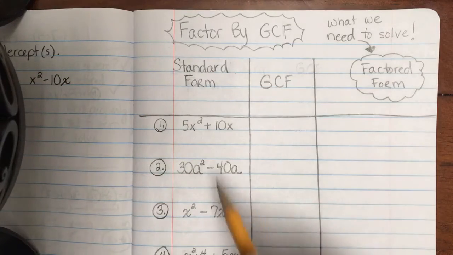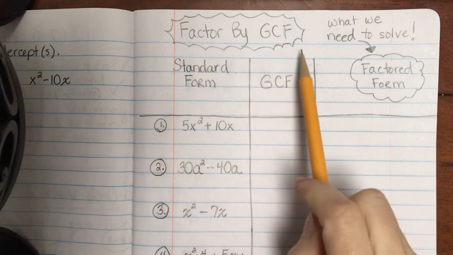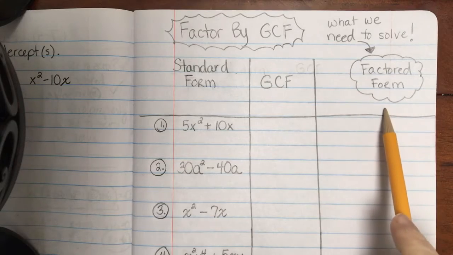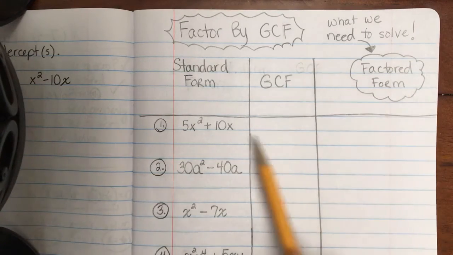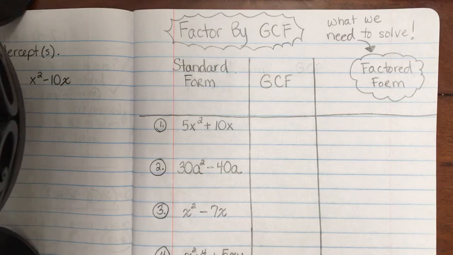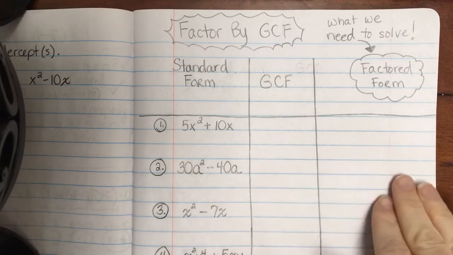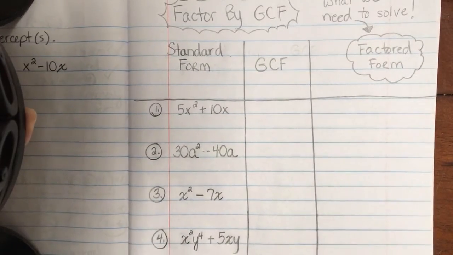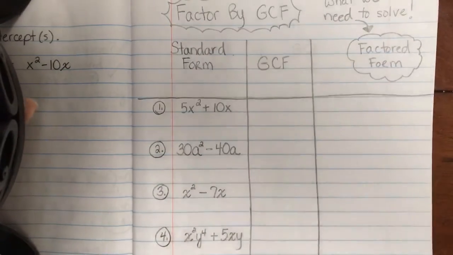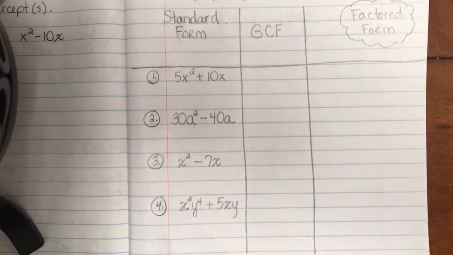Good morning. So here we're going to factor by GCF, and we need to get it to factored form if we're going to solve it or solve the polynomial. So these problems here are all written in standard form, and the goal is to find the GCF to rewrite it to factored form. So here are a few examples.